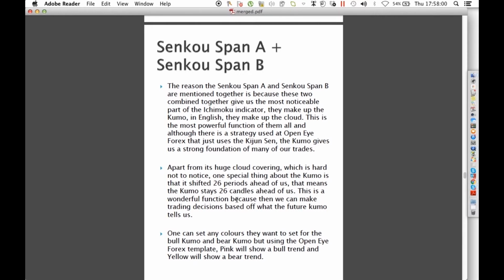And although there is a strategy used at OpenEye Forex that uses just the Kijun-sen, the Kumo gives us a strong foundation of many of our trades. Apart from its huge cloud covering, which is hard not to notice, one special thing about the Kumo is that it is shifted 26 periods ahead of us, meaning that this cloud stays 26 candles ahead of us. This is a wonderful function because then we can make trading decisions based off what the future Kumo tells us.